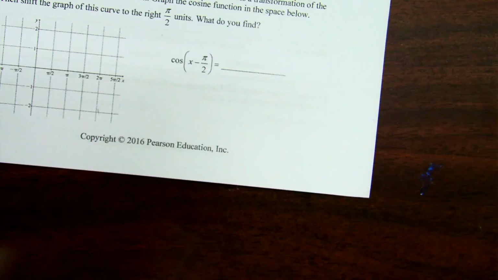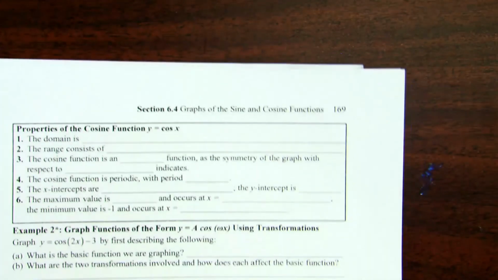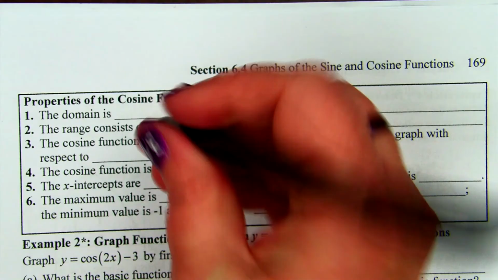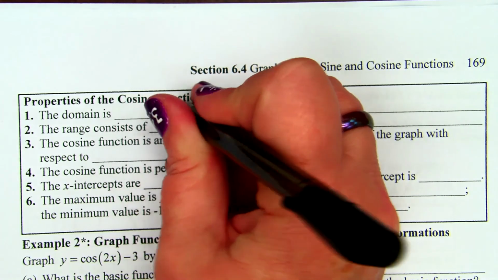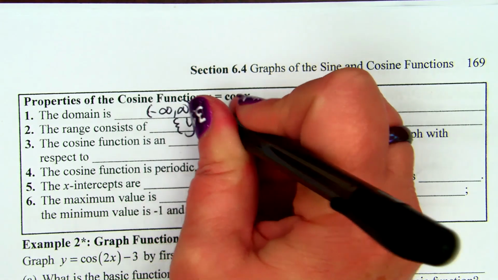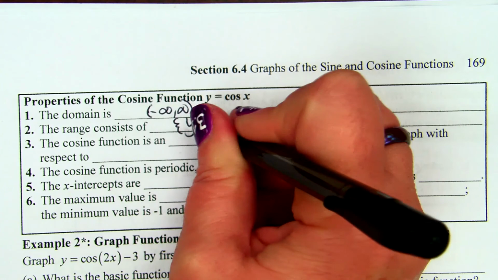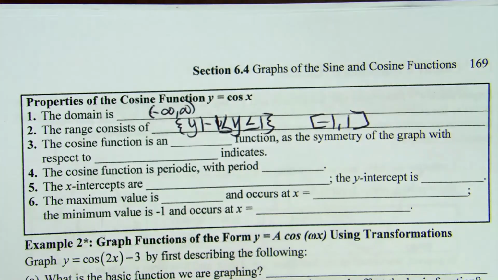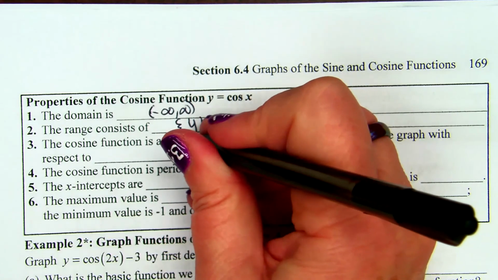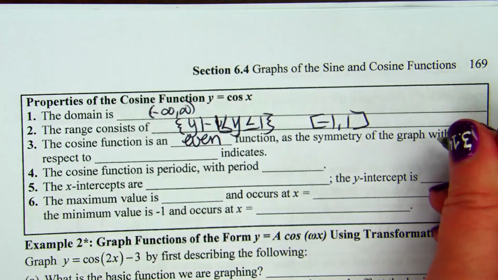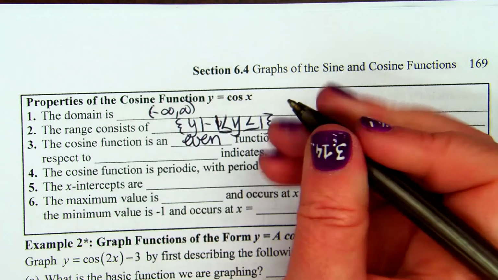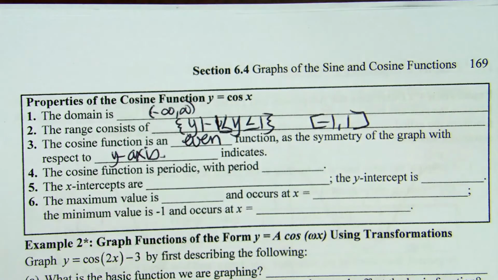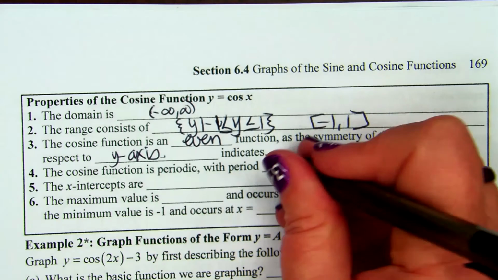So here are the properties of cosine. The domain is all real numbers. We could keep going. The range is y such that y is between negative 1 and 1. Cosine is an even function, so it's symmetric with respect to the y-axis. The cosine function is periodic, 2 pi.